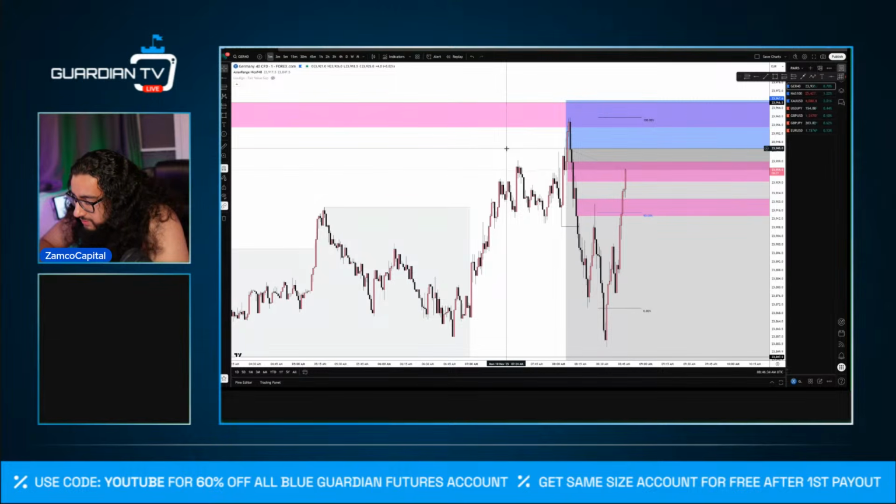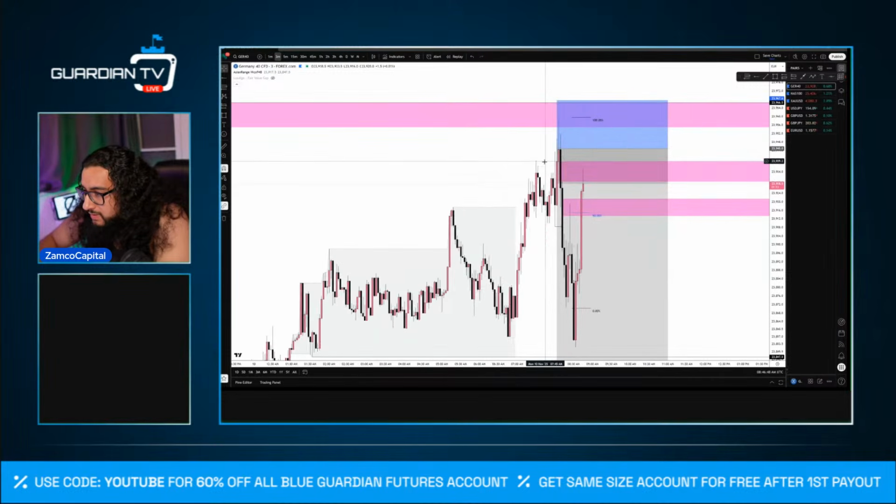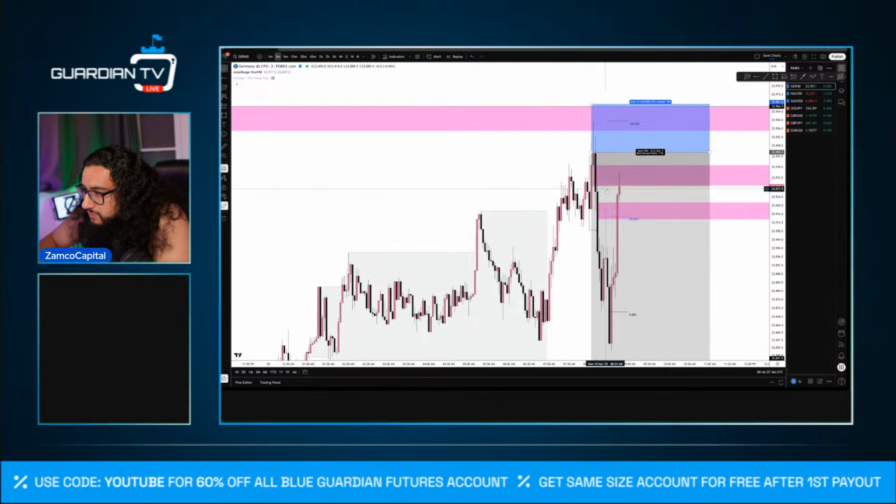Right, we are pushing up. Okay, we have just tapped the 3-minute inefficiency. Now, if this doesn't hold, then obviously this will hit break even. But we are tapping this 3-minute here. Let's see if that holds. I'm hoping it does, but I don't really think it will. I feel like we're just going to hit break even.